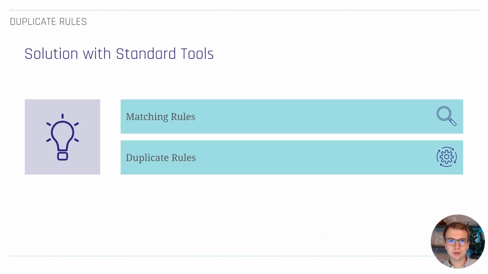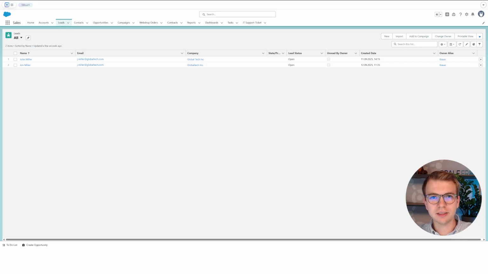Salesforce gives us two tools to work with: matching rules and duplicate rules. The first one, matching rules, decide when two records are considered the same. The second one, duplicate rules, decide what to do when two records are considered the same. Now, how can we configure these two rules? It's easy, and I'm going to show you how on our Salesforce org. So let's have a look.